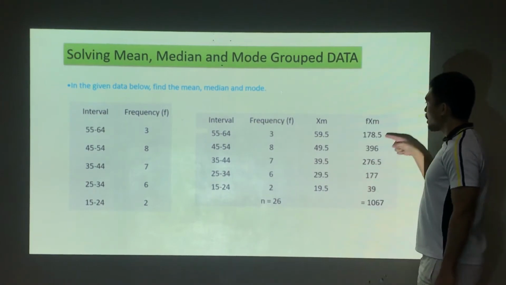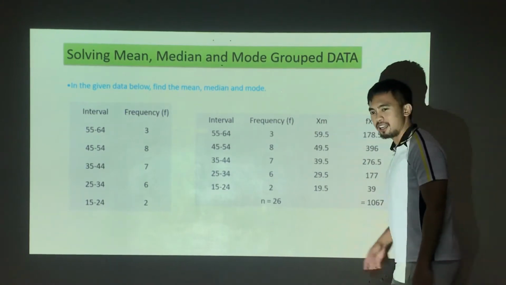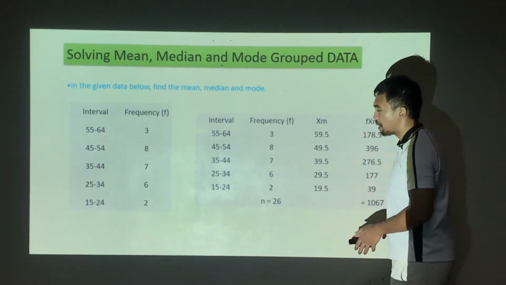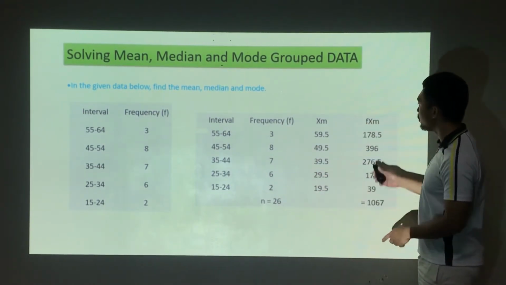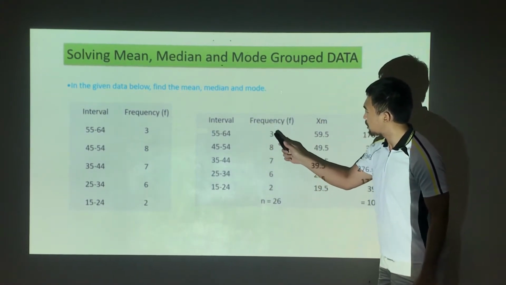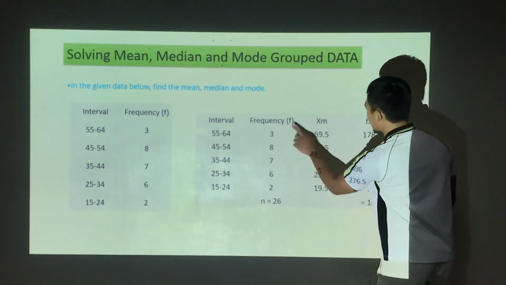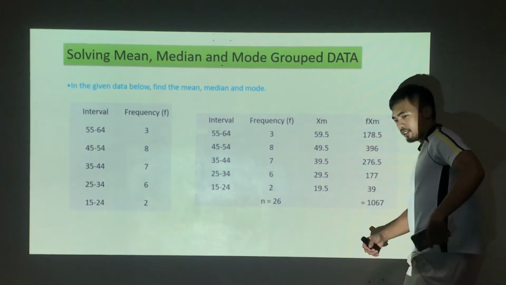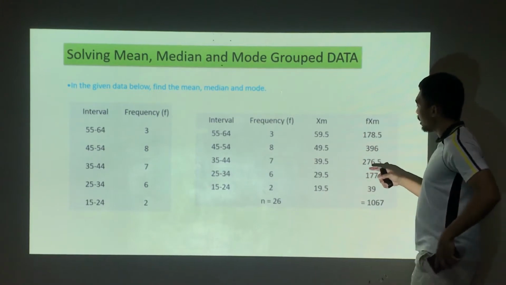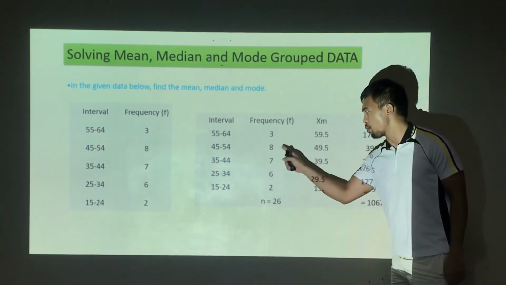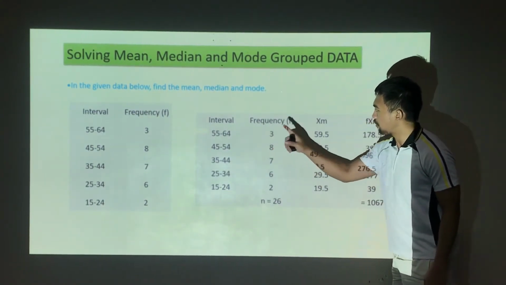Next, we are going to solve for the frequency times the class mark. This is very important because we need it in our next solution for this problem. So how do we solve it? We just multiply the first frequency, 3, times the first class mark, which is 59.5. So 3 times 59.5 will give you 178.5. And you do the same in the next set of interval and frequency.